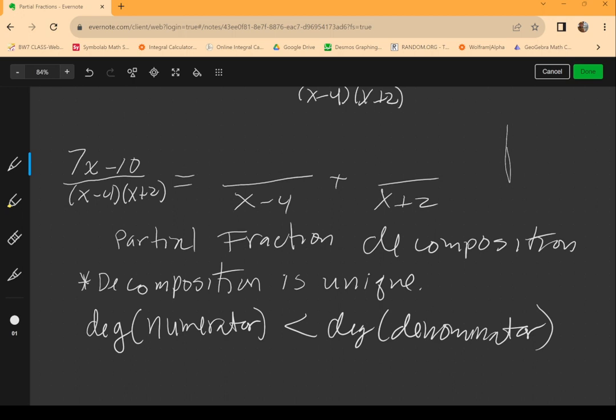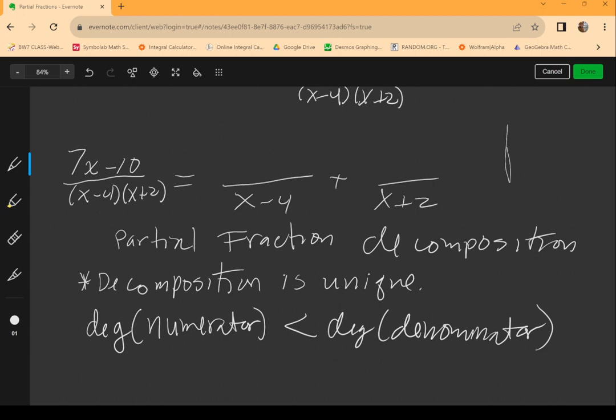As we gear towards the different cases, we're going to take a look at the most basic case, which is the one I've showcased here, where we have linear factors that are not repeated. Then we'll look at what happens if we do have repeated factors, like if it was x plus 2 squared to begin with. Then we'll look at irreducible quadratic forms, and what happens when those are repeated, and the different techniques we take to do the decomposition.